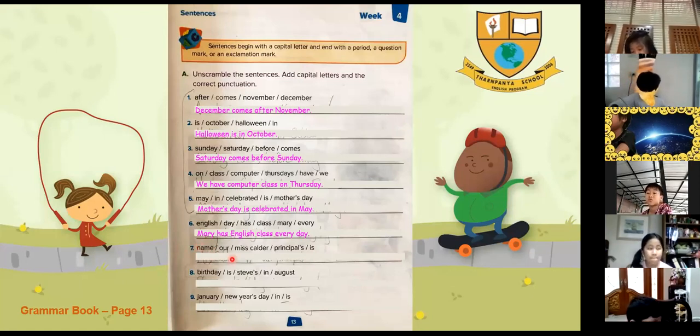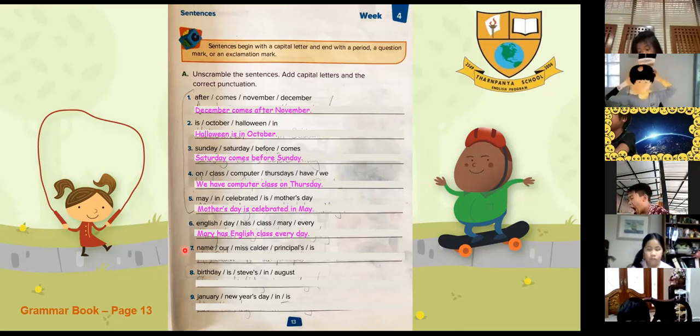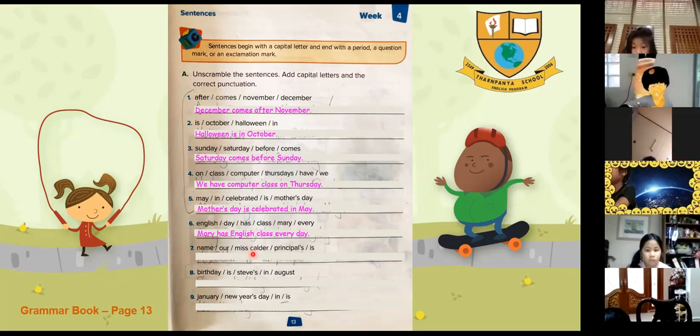So who can tell me what's the right order to write sentence number 7? Our principal's name is Miss Calder. All right. Okay. So how do we write the first word of the sentence? What do we need? Capital letter. Okay. Then we have here a proper noun. So how do we write this proper noun? Capital letter. Okay. And what do we write at the end of the sentence? Full stop. Okay, perfect. Let's complete this one and we are going to finish here today. Our principal's name is Miss Calder.